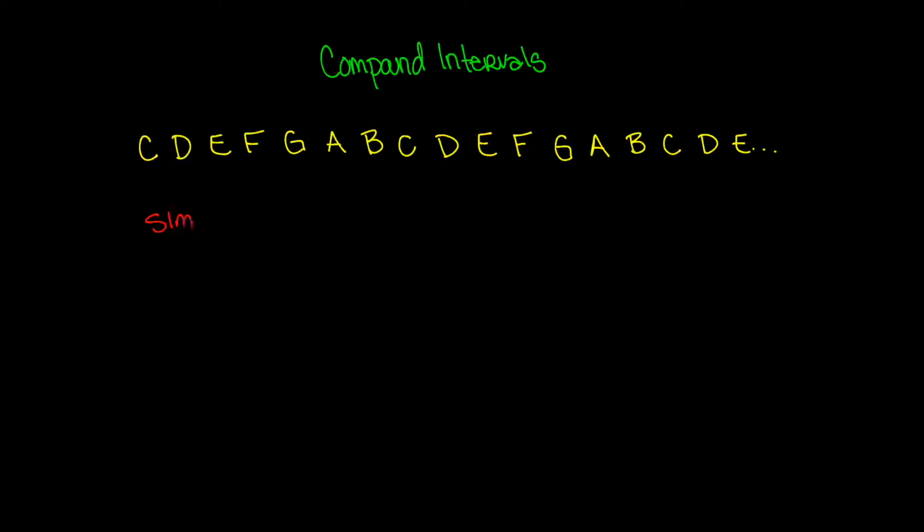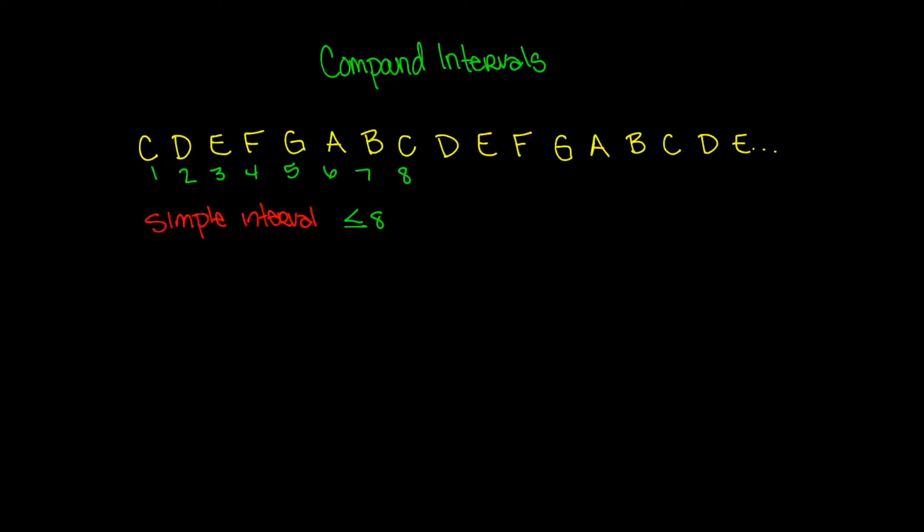So the first term that we want to know is simple interval. And so hopefully you know what an interval is. It's really just the distance between two tones. And a simple interval is going to be notes that are considered to be less than or equal to an octave. So that would be anything up to and including an 8, right? A simple interval will be less than or equal to an 8.